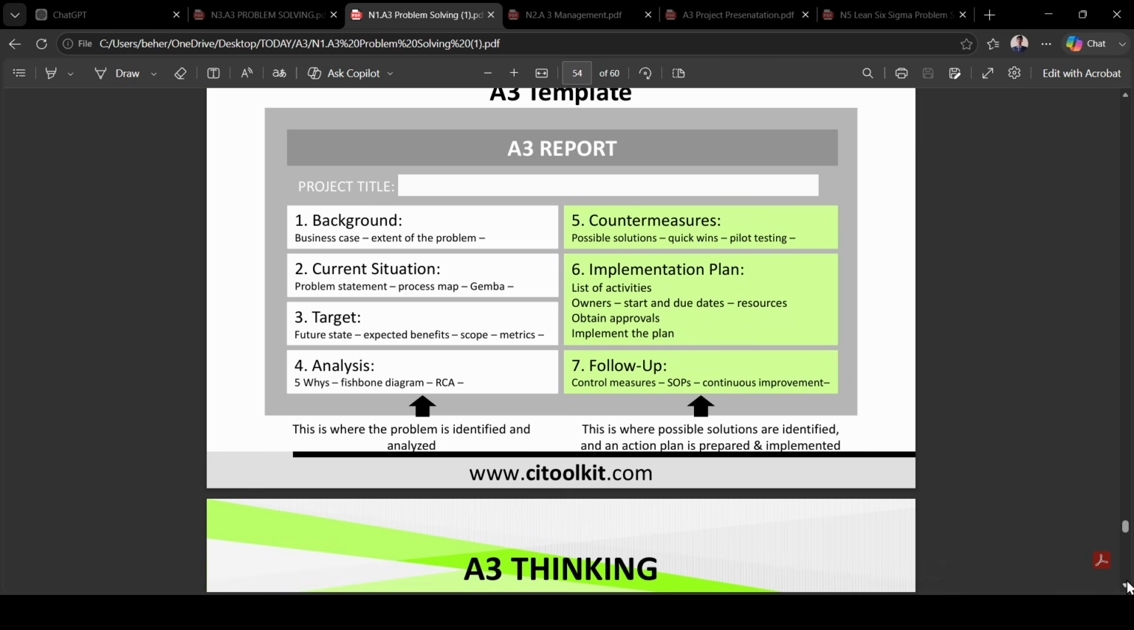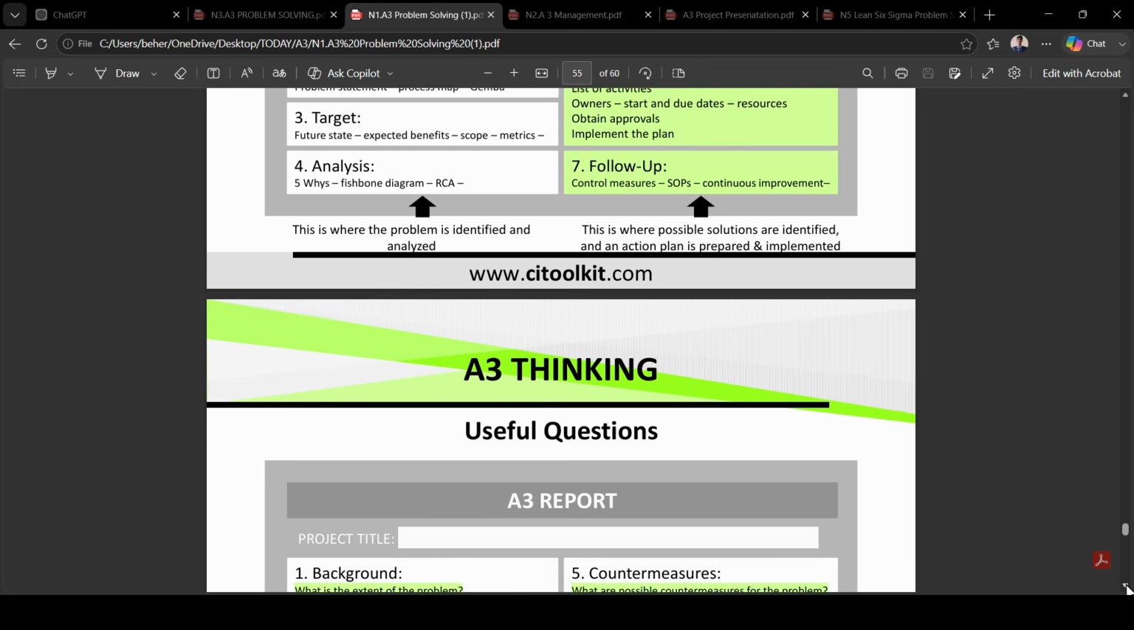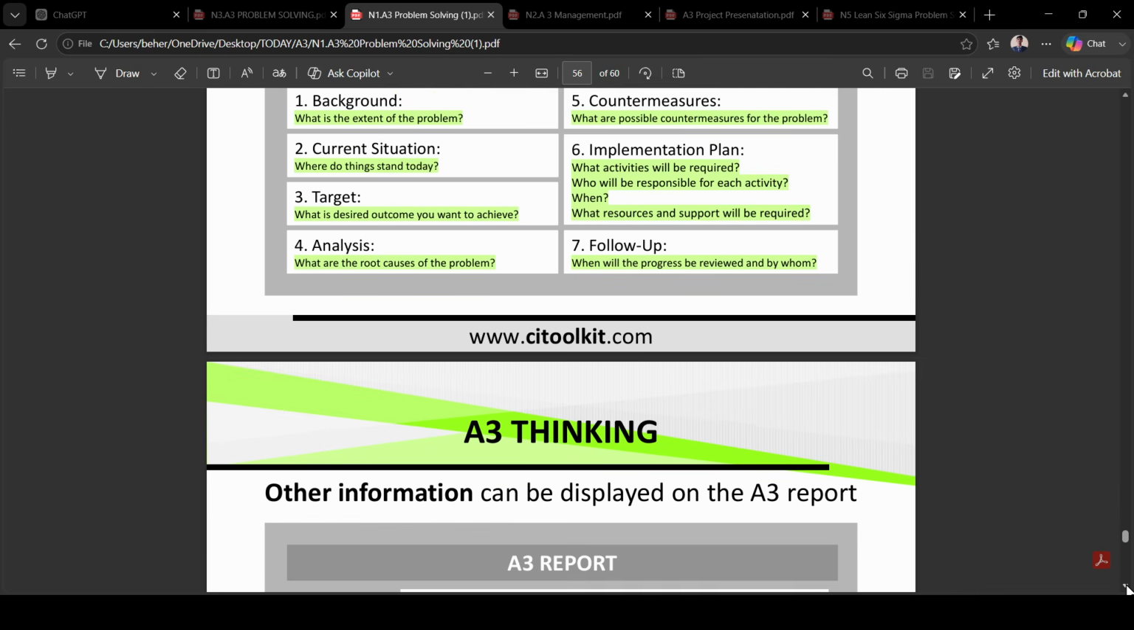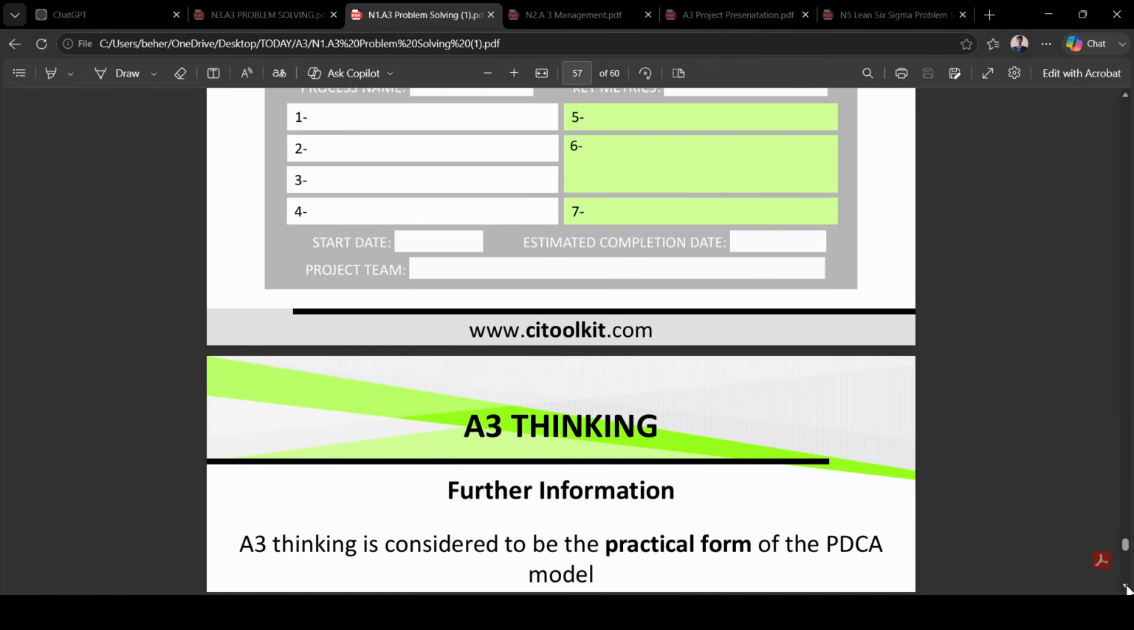This is the A3 template: project title, background, current situation, target, analysis, countermeasures, implementation plan, and follow up. And these are useful questions for the A3 report. So you can read and understand these questions. Other information can be displayed on the A3 report. So this is the A3 report. You can maintain this type of report in an Excel sheet.